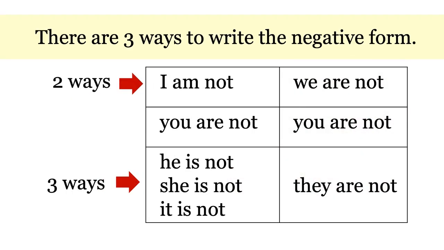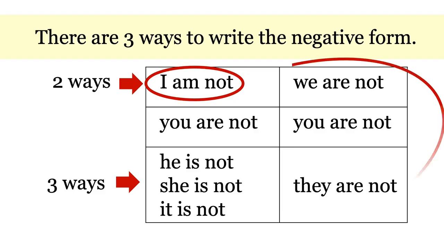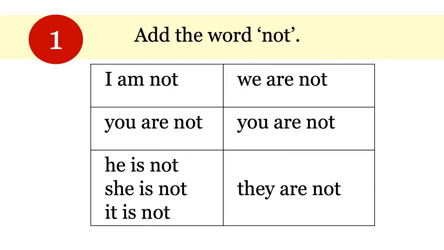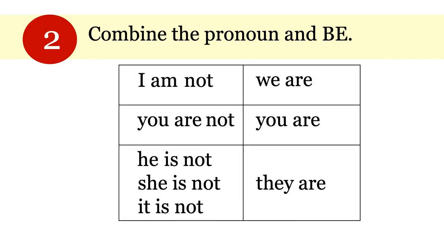Let's take a closer look. There are 3 ways to write the negative form. Actually, that's not true. There's only 2 ways for I am, for first person. But there are 3 ways for all of the other forms. Let's look. The first way, you know, add the word not. I am not, you are not. This is simple. The second way is combine the pronoun and be. You already saw this with the be verb chart.